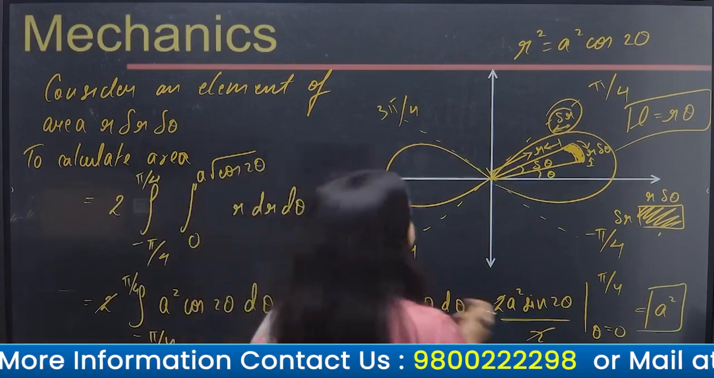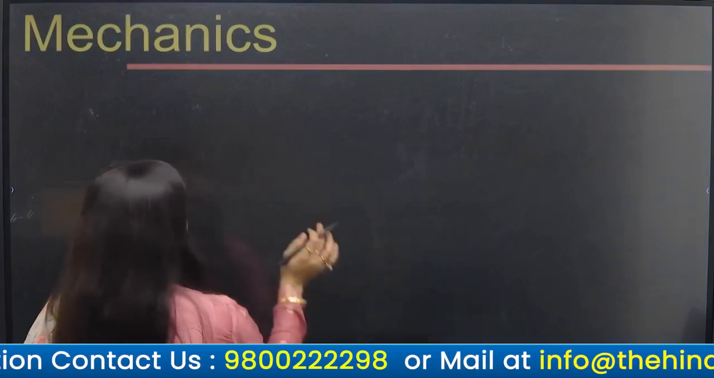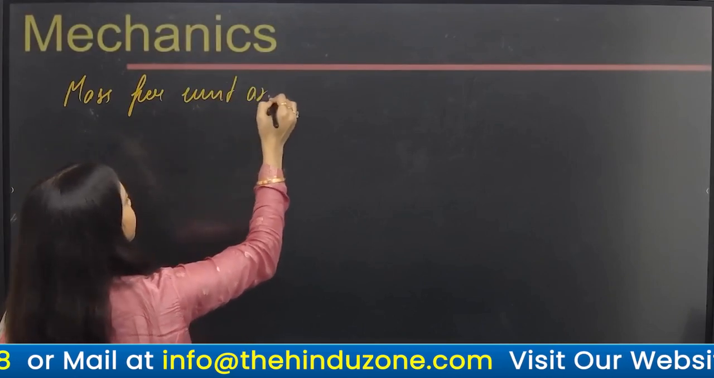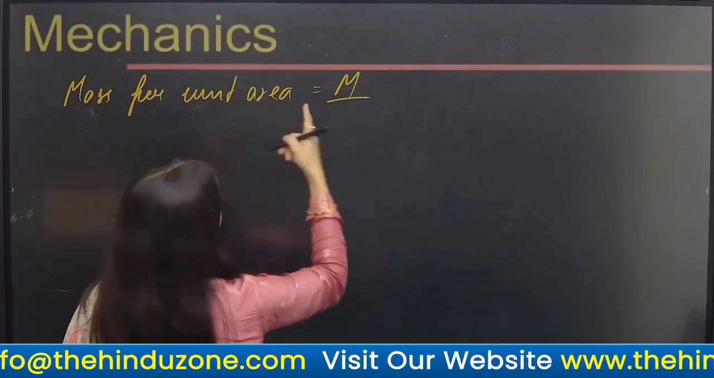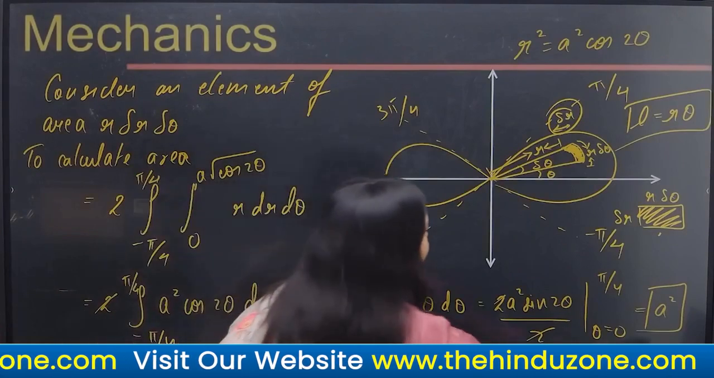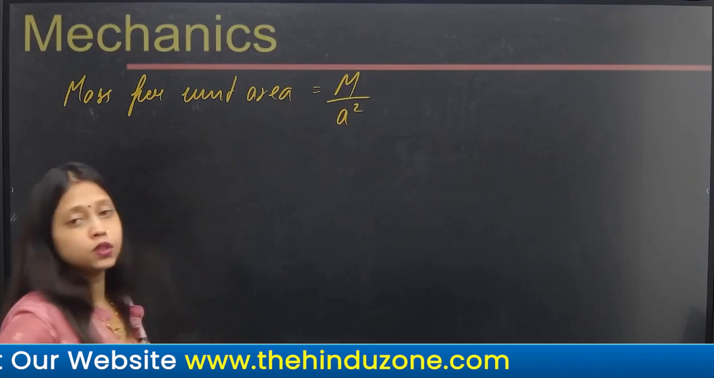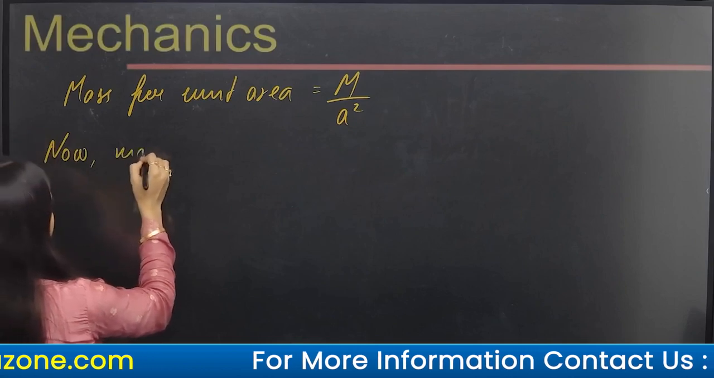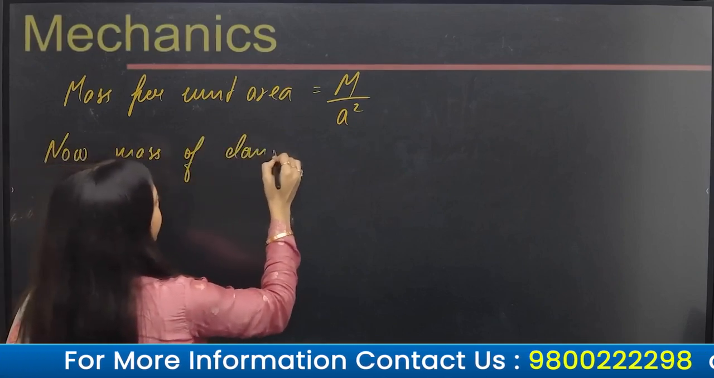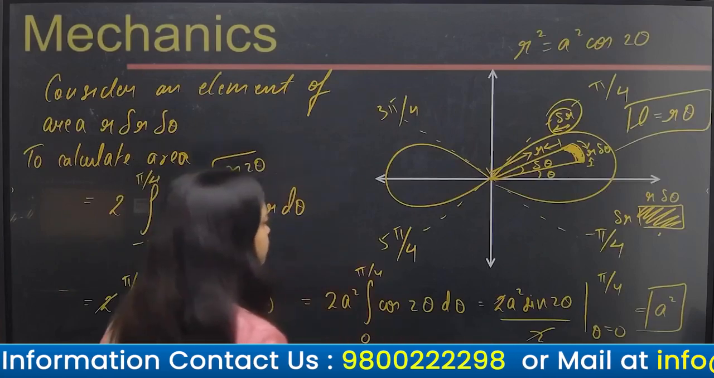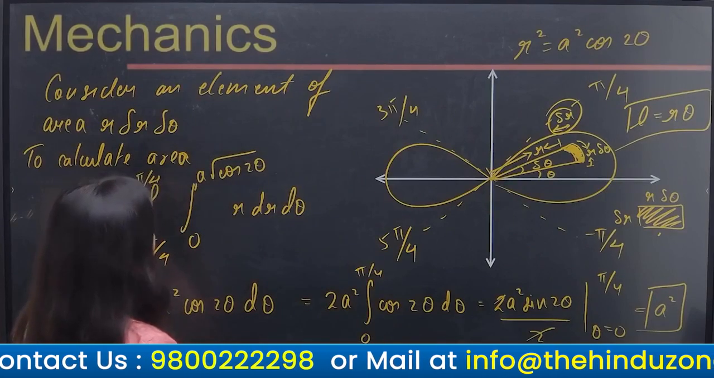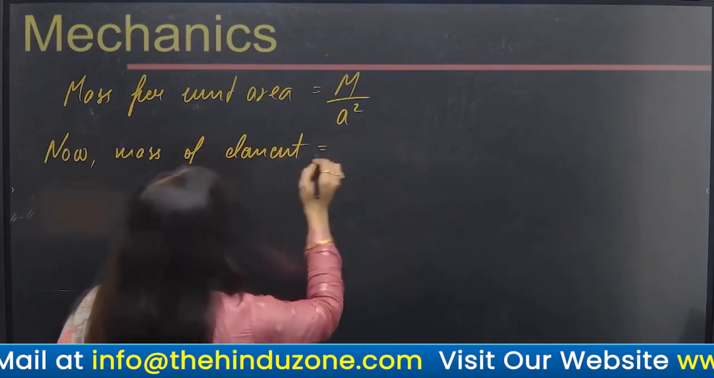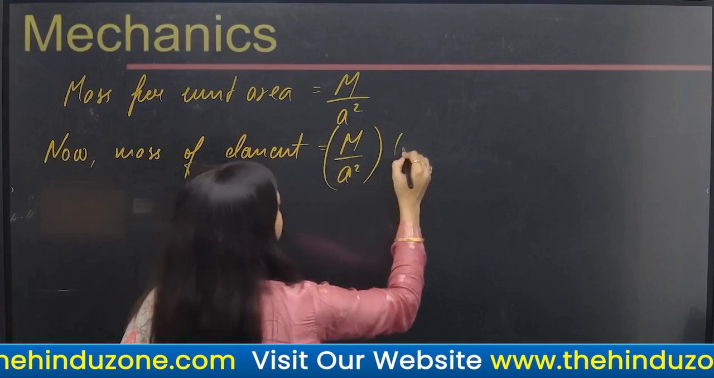So what will be mass per unit area? Mass per unit area would be capital M by A square. This is mass per unit area. So what is the mass of this element? The mass of this element is mass per unit area times the area, and the area is R del R.